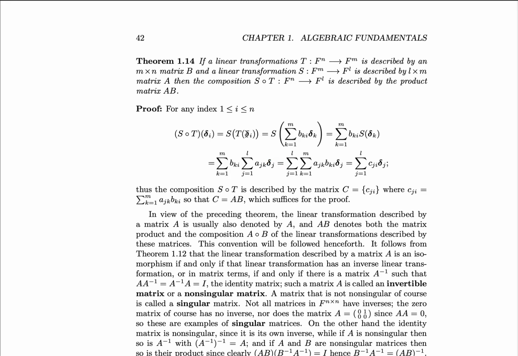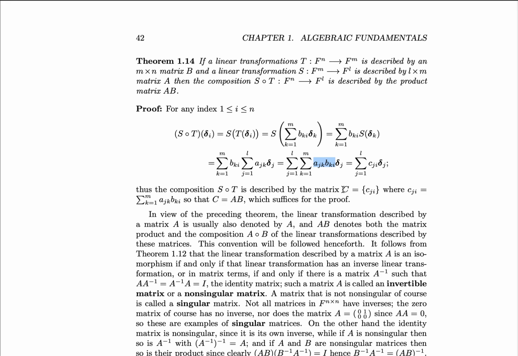first you should note that delta_i has been transformed to an output in delta_k, so delta_k serves as a basis of F^m, while delta_j will serve as a basis of F^l, because you are still transforming them, but you're taking linear combinations of those transformed vectors. We take the sum and then apply the properties of sums to pull this into a double sum of a_jk b_ki delta_j.